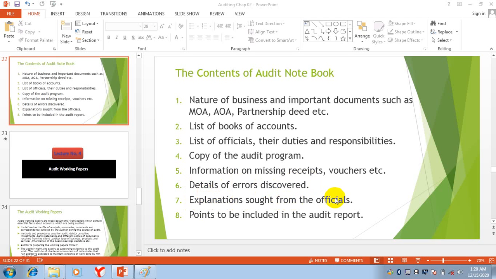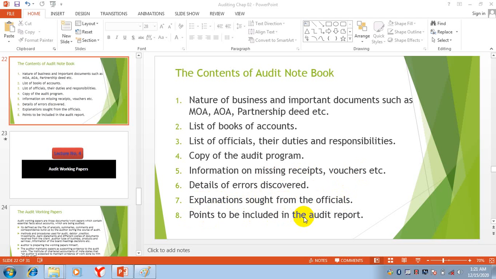Explanation sought from the officials. Now keep in mind one thing: we know about the officials, their duties and their responsibilities. So if some errors are discovered, some receipts or vouchers are missing, we will call for explanations from the related officials, because we know the duties and responsibilities of each official. If errors are discovered or something is missing, who is responsible for that? So we will call for an explanation from these officials.